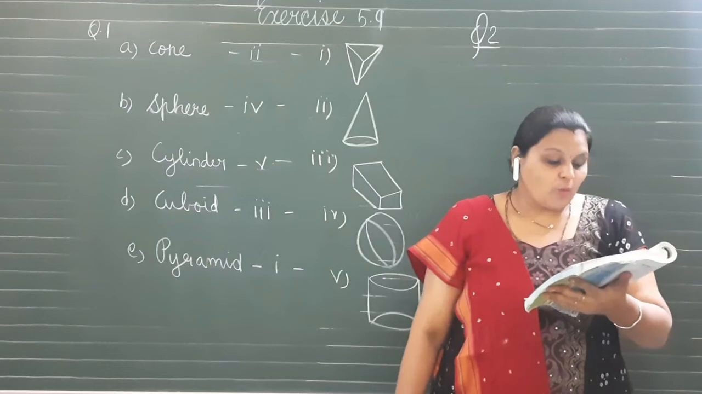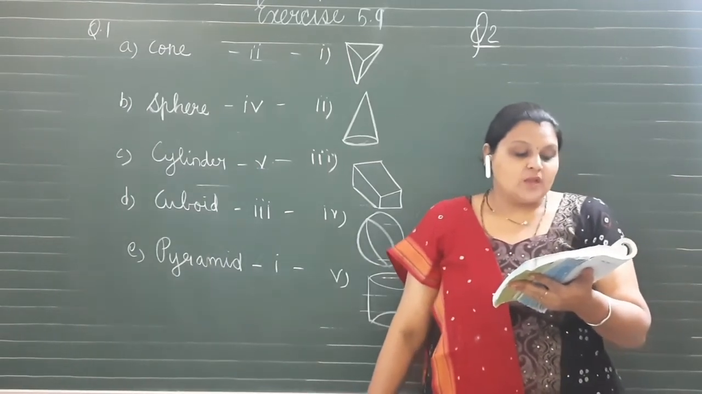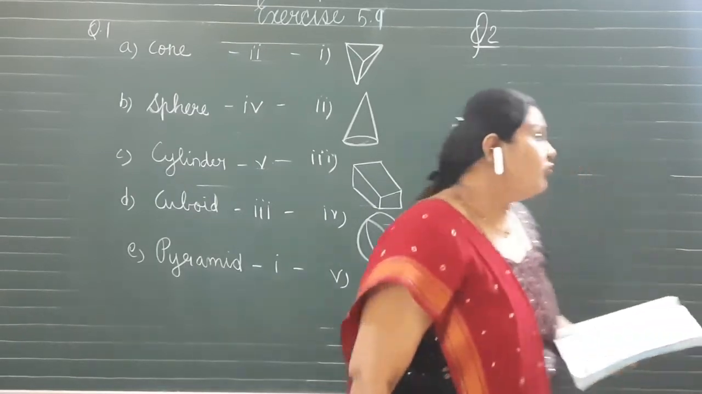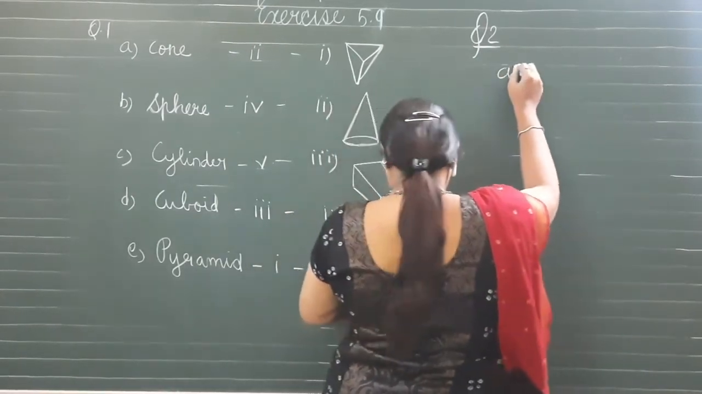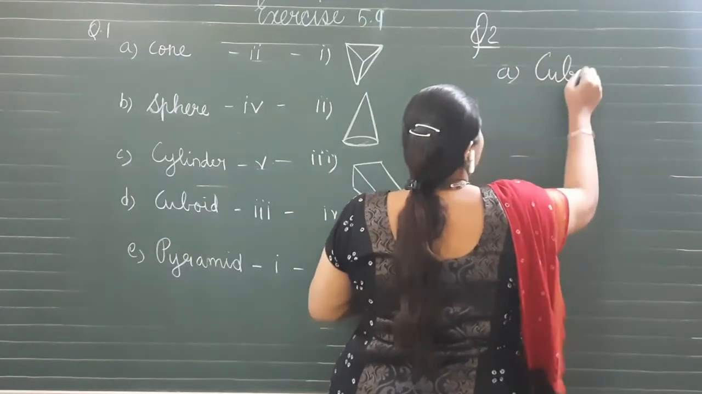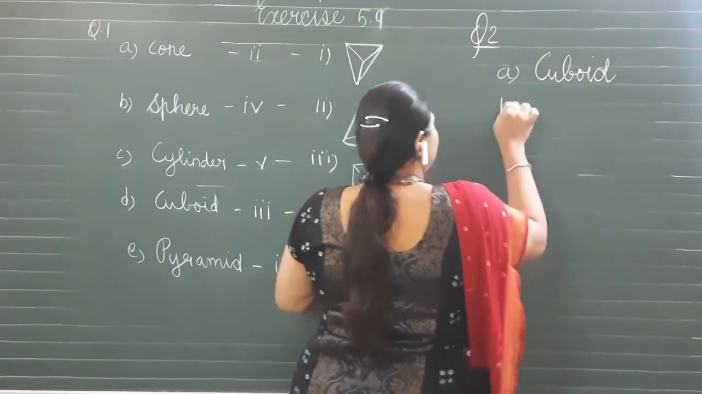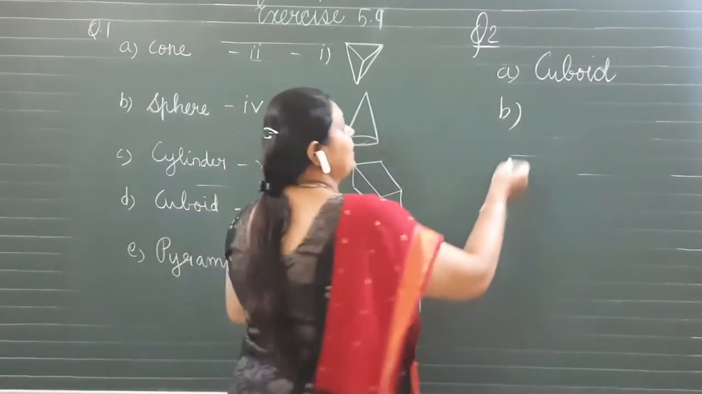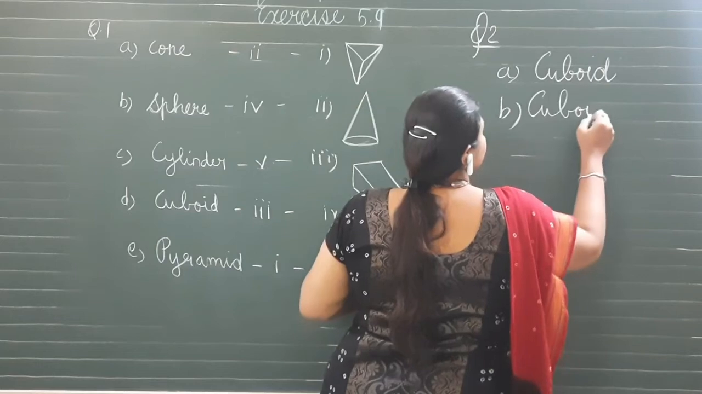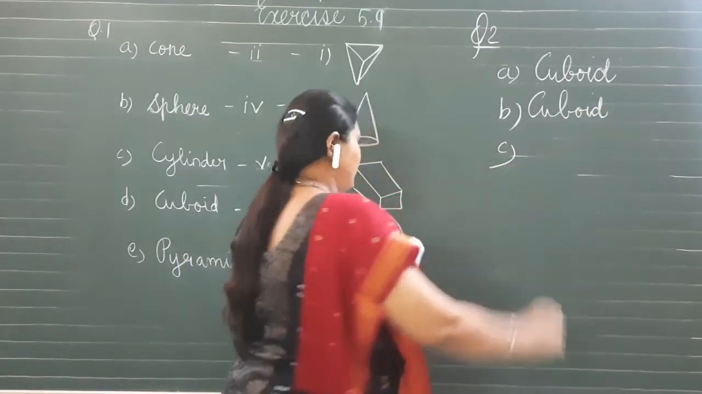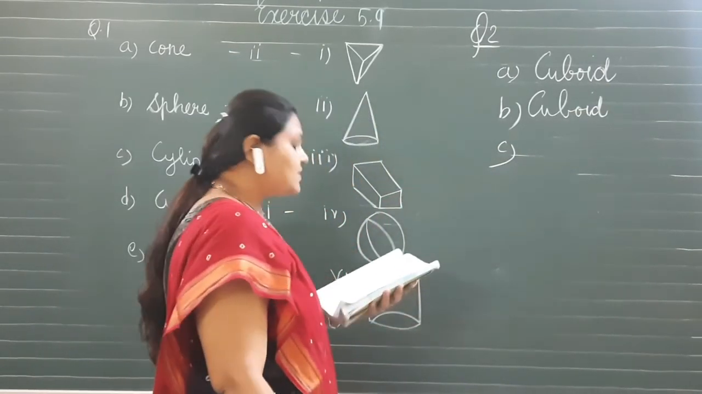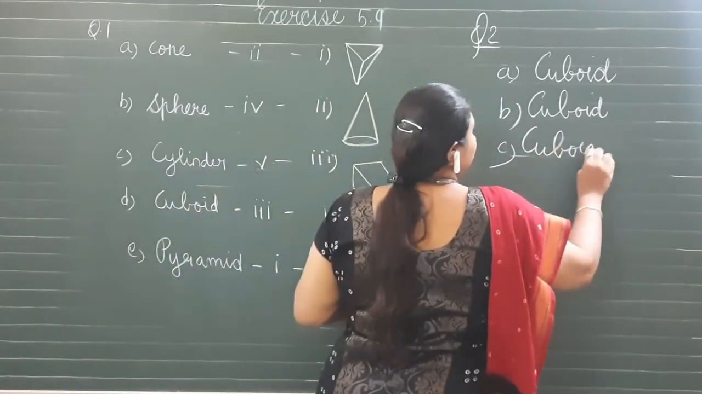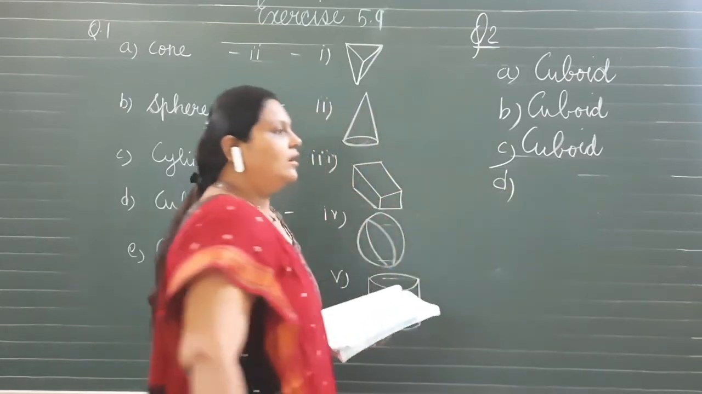Question number 2. What shape is A? Your instrument box. We are having our geometry box. It is a cuboid. So here we will say cuboid. Next is B, a brick. Brick is also a cuboid. So you will say it's cuboid shape. C. A matchbox. Again, matchbox is a cuboid. So we will say it is cuboid shape.